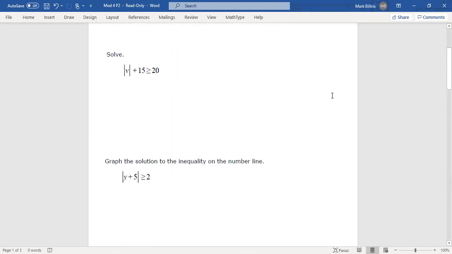Our next example, the absolute value of v plus 15 is greater than or equal to 20. So as we did before, we want to isolate first. So we have the absolute value of v is greater than or equal to 20 minus 15, which is 5. So again, we set up our two inequalities. V is greater than or equal to 5, and v, remember, switch the direction, less than or equal to negative 5.